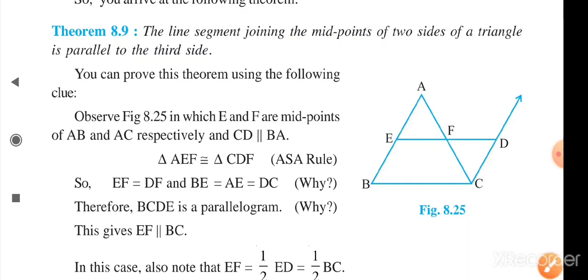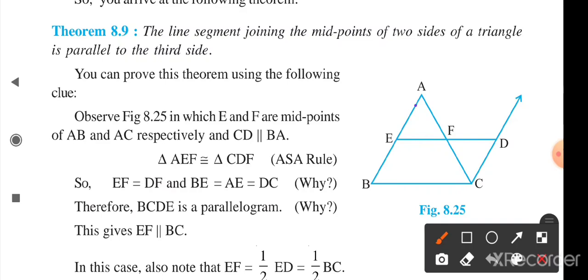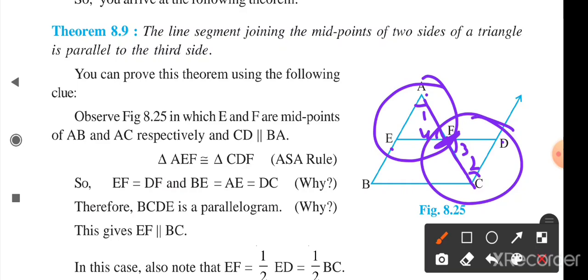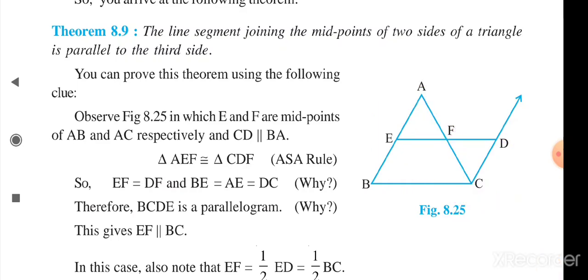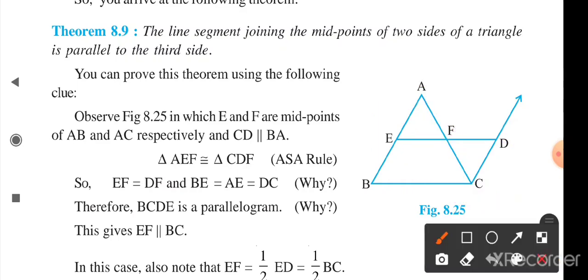So I will tell you once again, angle 1 is equal to angle 2 and angle 3 is equal to angle 4, and you know that AF is equal to FC. Why? Because F is the midpoint, it is given in the question. So by ASA congruency, triangle AEF is congruent to triangle DCF. These two triangles are congruent to each other. If two triangles are congruent, then by CPCT you can say that AE is equal to DC.